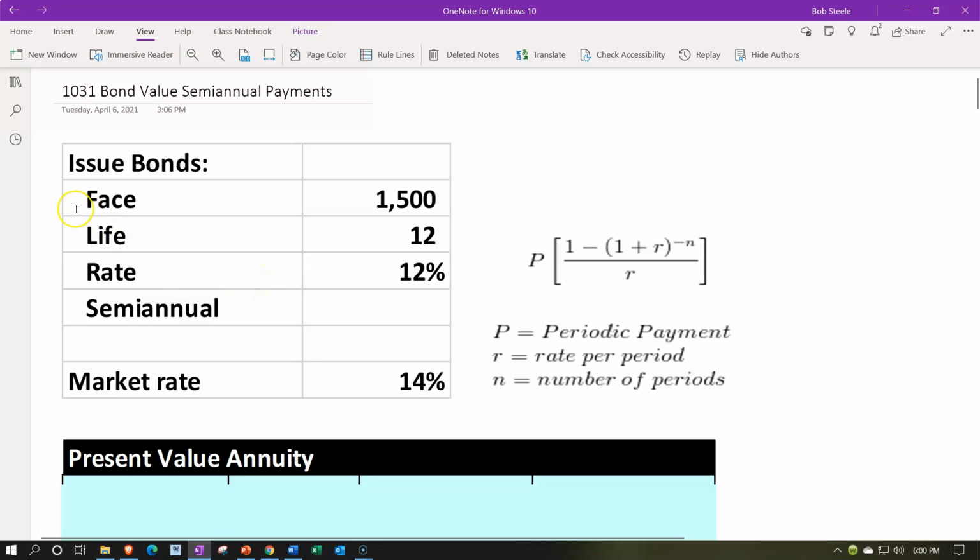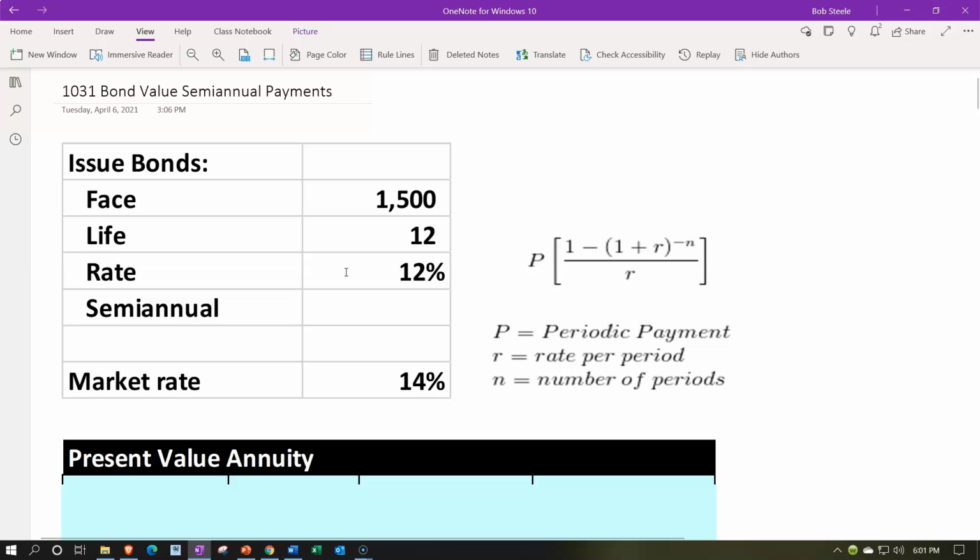So we have the issue on the bond face amount, $1,500. Life is going to be 12 years. The rate is going to be 12%. These are the things that we're getting from the bond, as well as the semi-annualness of the payment. The thing that would not be on the bond, the market rate down here at 14%, that would be driven by the market. So what we want to do then is figure out the value of the bond, noting that the market rate is higher than the rate on the bond.